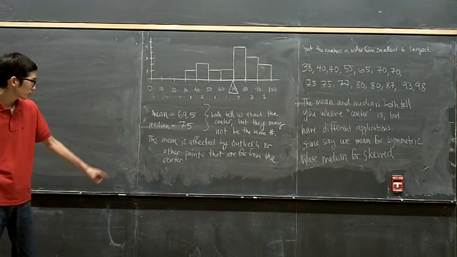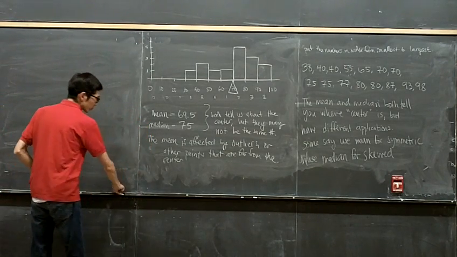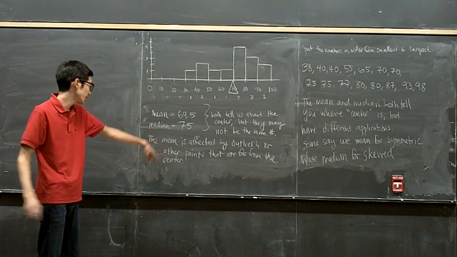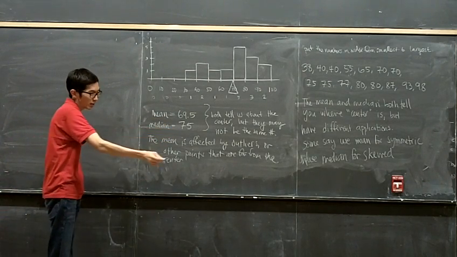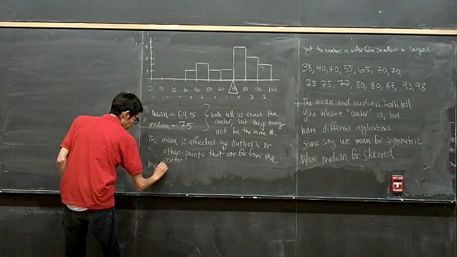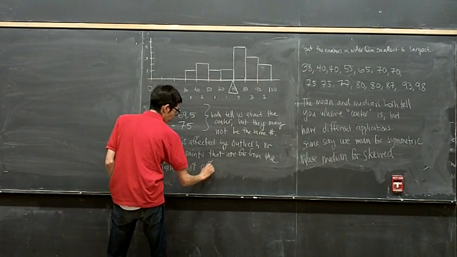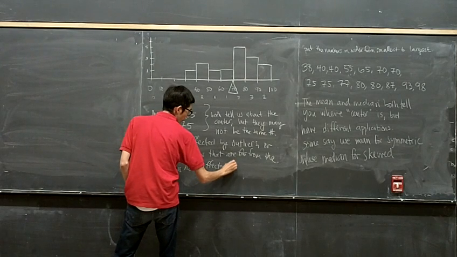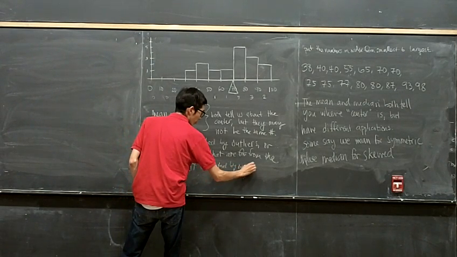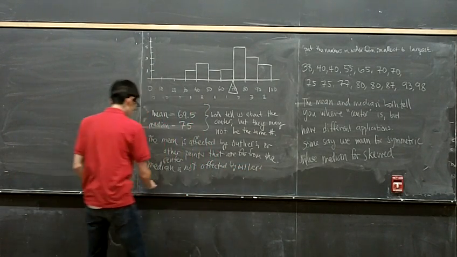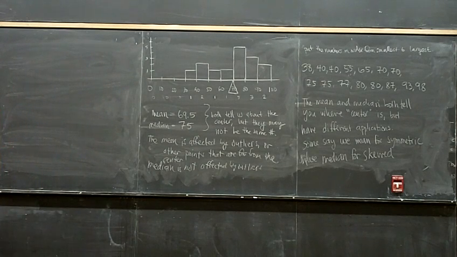Alright, and I guess you can write somewhere that the median is not affected by outliers, okay? So those are our measures of center.